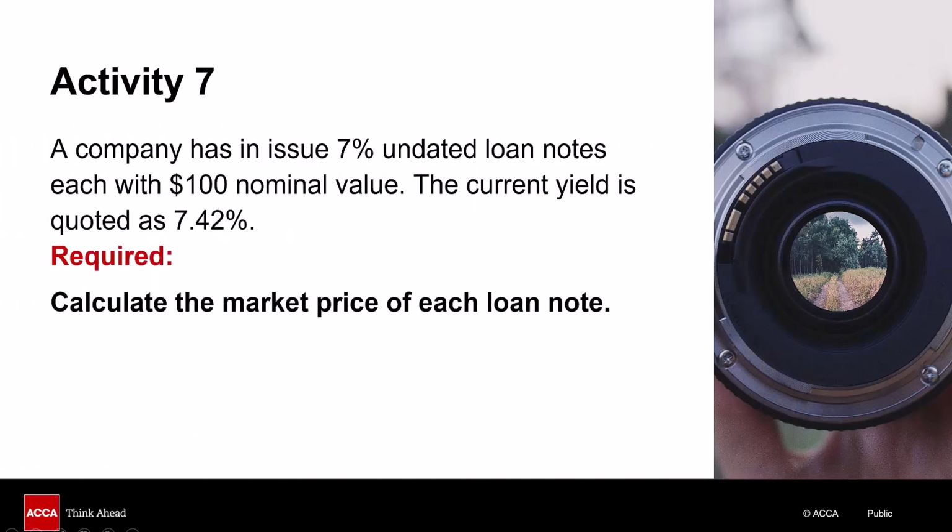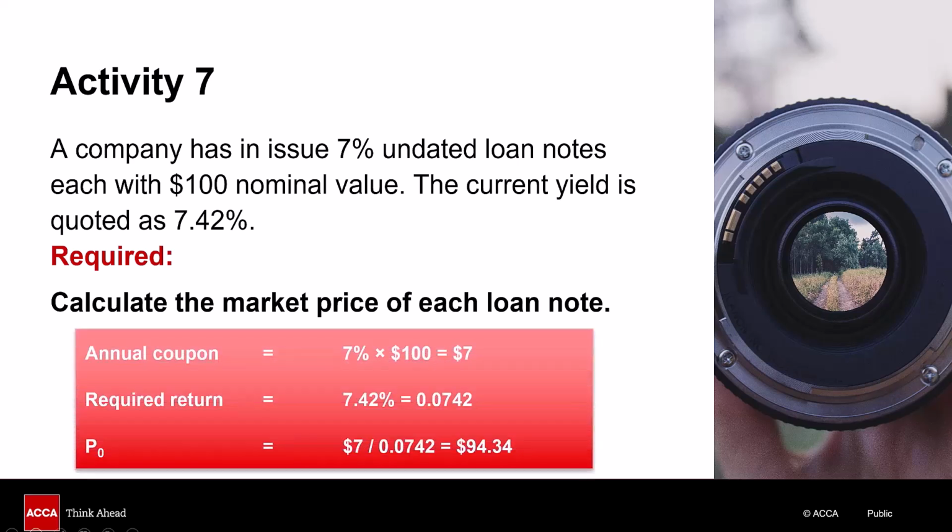So Activity 7, which again is in the Study Hub, says a company has in issue 7% undated loan notes, each with 100 nominal value. The current yield is quoted at 7.42%. Calculate the market price of each loan note.